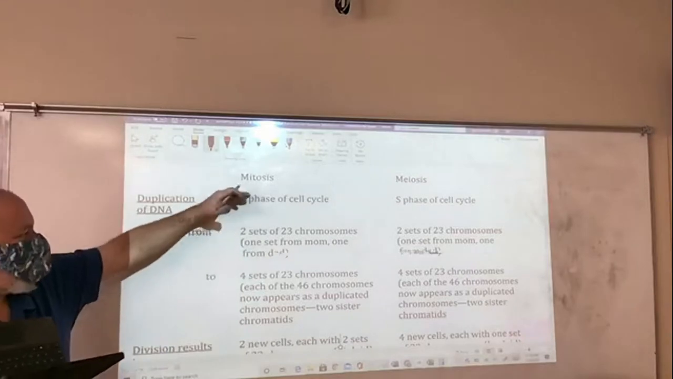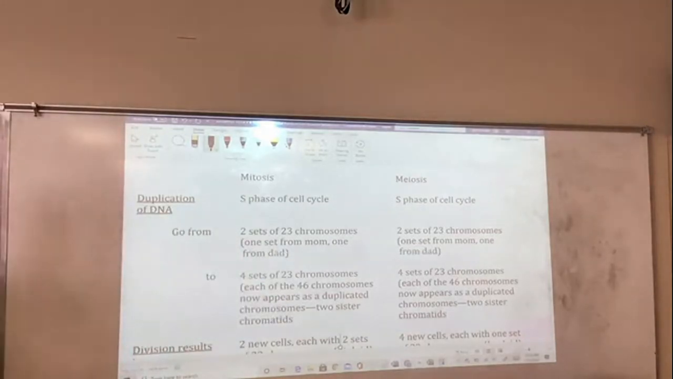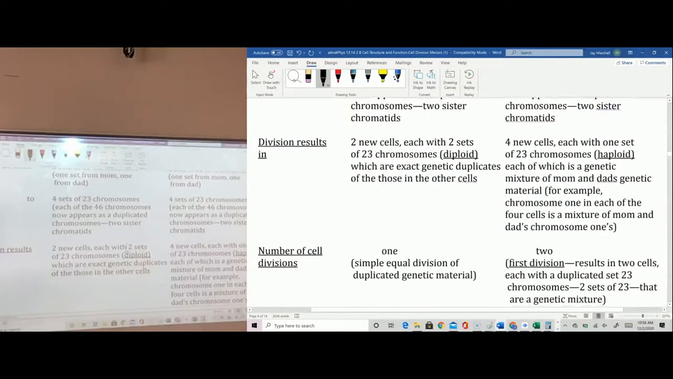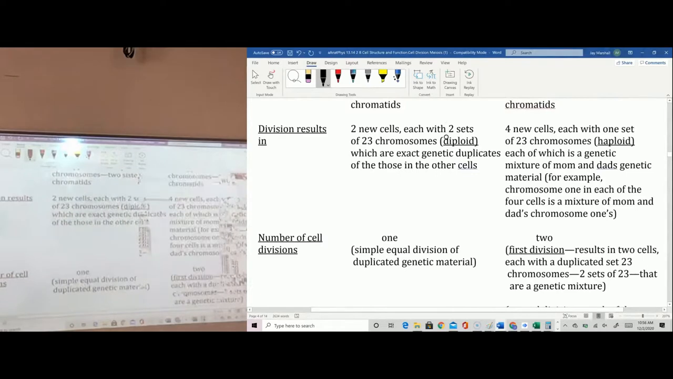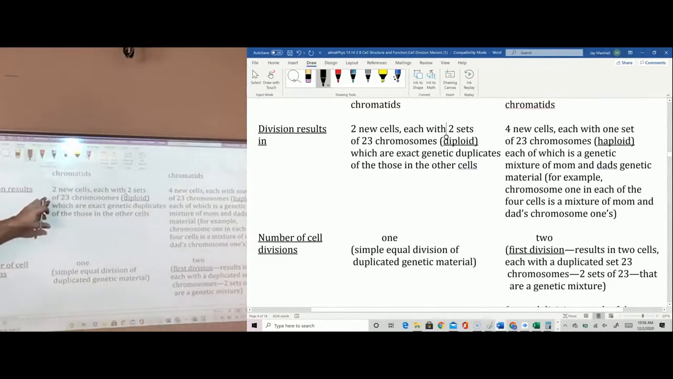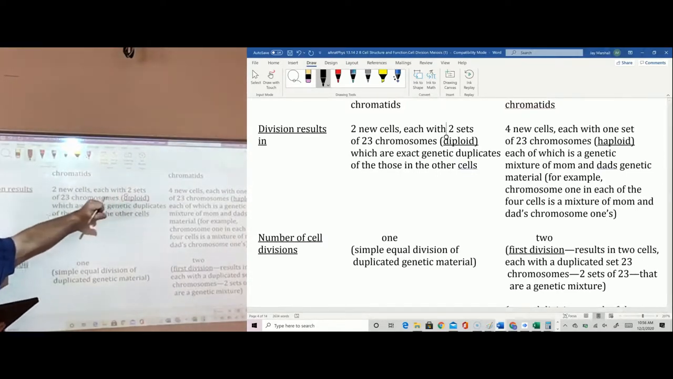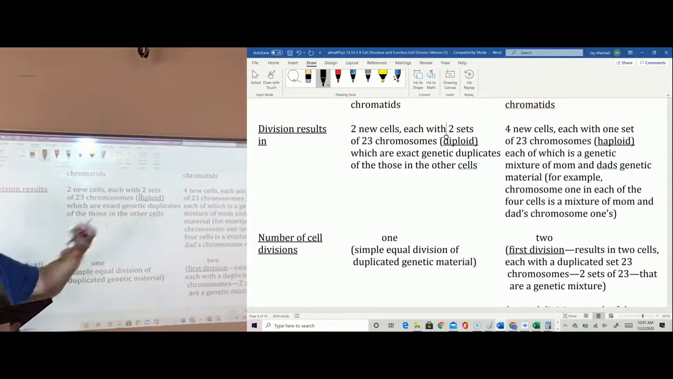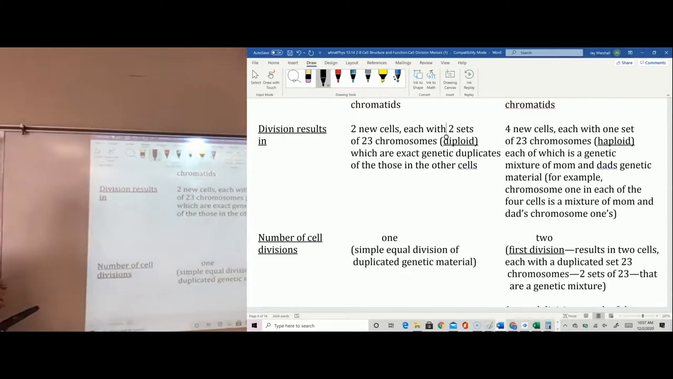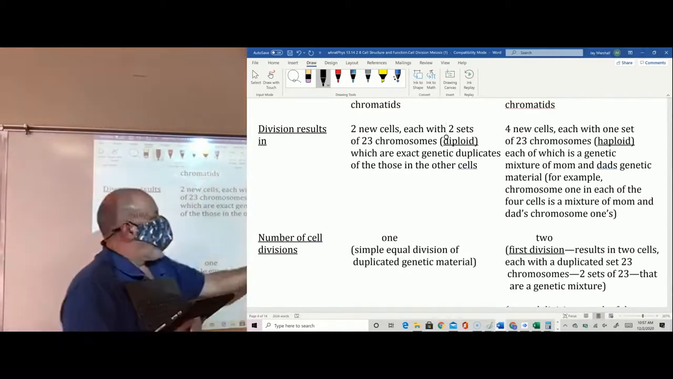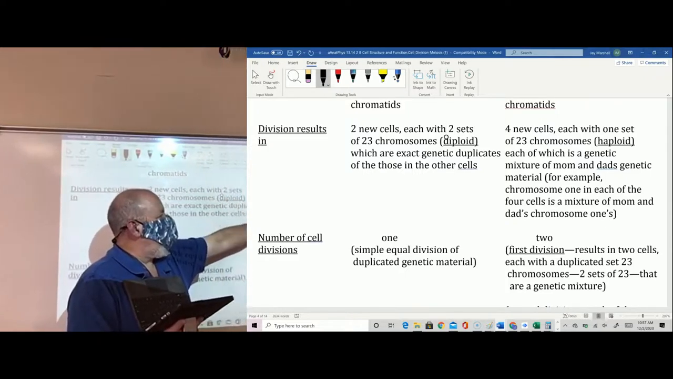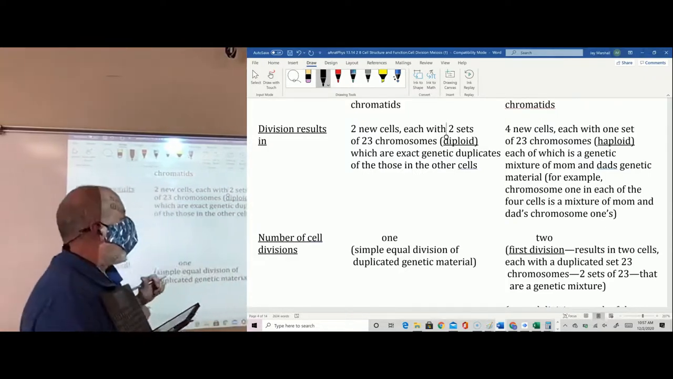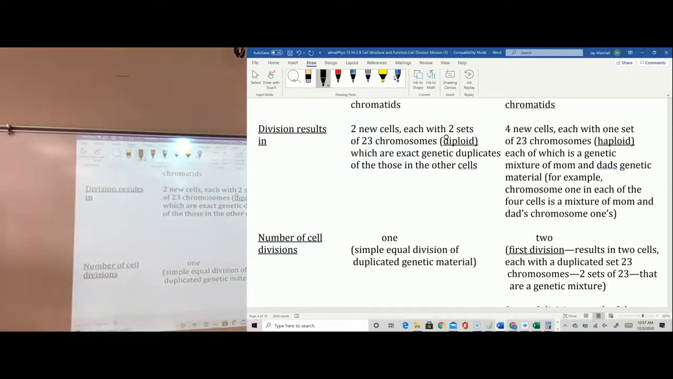Okay, so I start from the same place for both of these. But the division of the cells results only in 2 new cells for mitosis, each with 2 sets of 23 chromosomes, and they're diploid, and they're exactly genetically identical. But in meiosis, I get 4 new cells, and I only have 1 set of chromosomes. That's the goal of meiosis. I go from a diploid cell to a haploid cell because I have to.